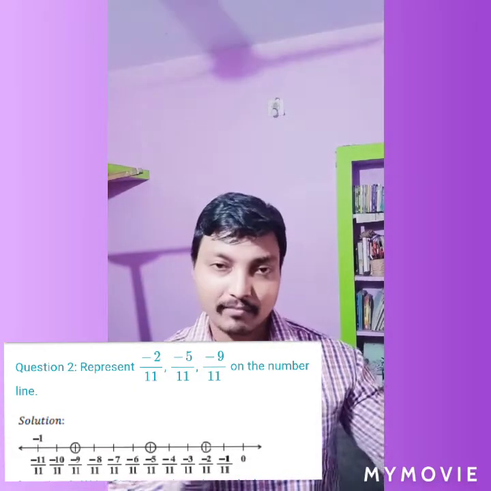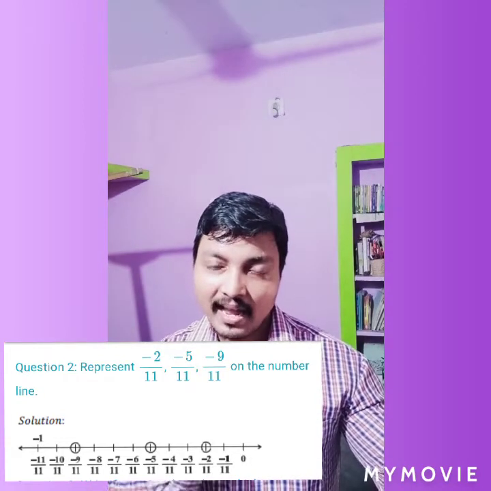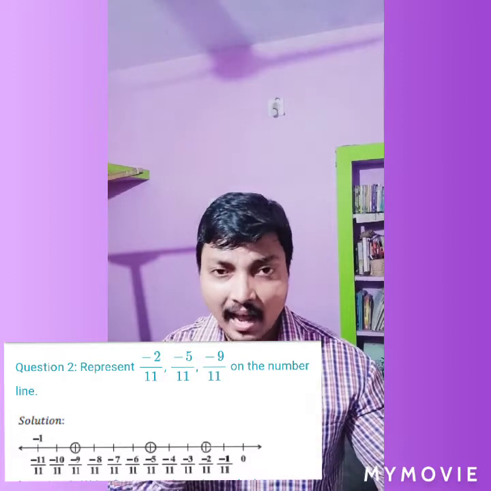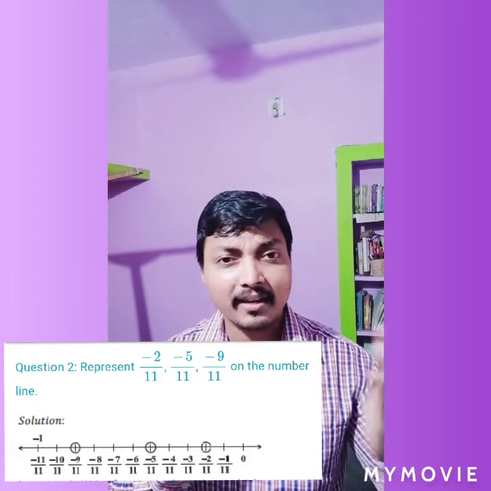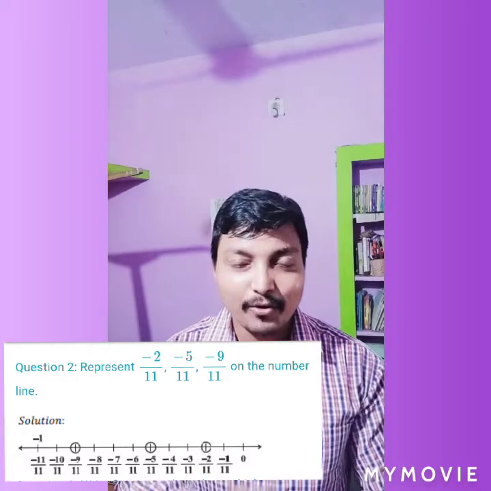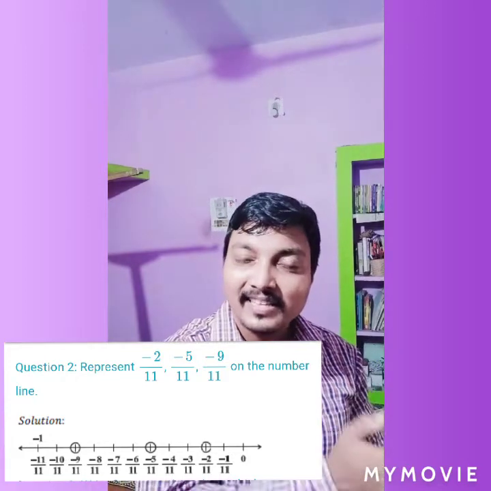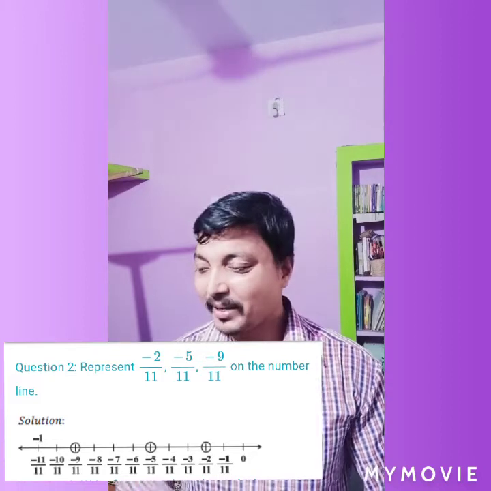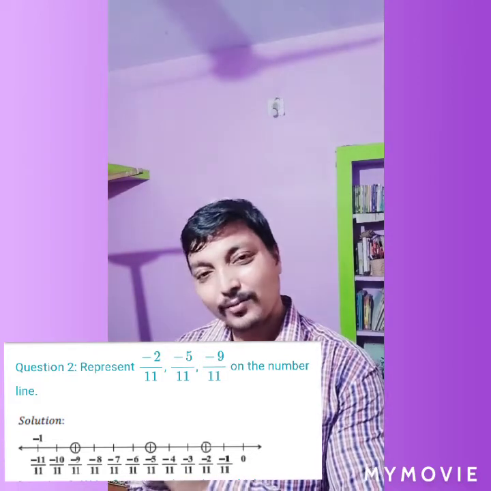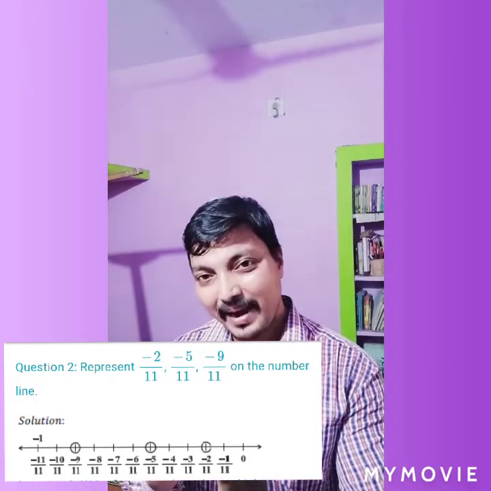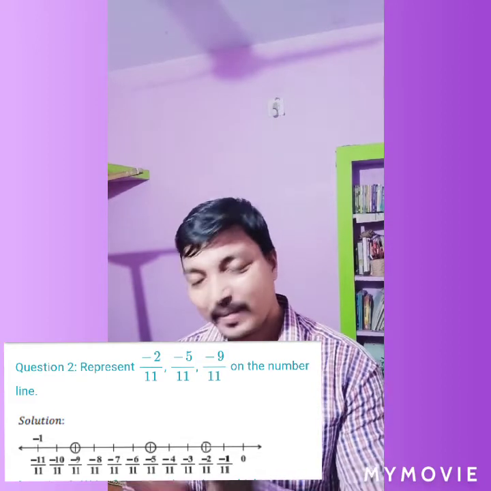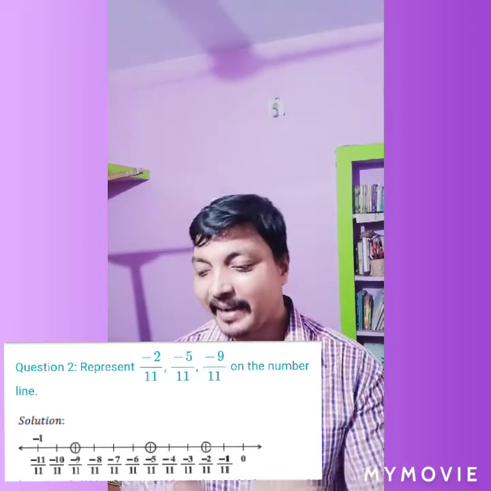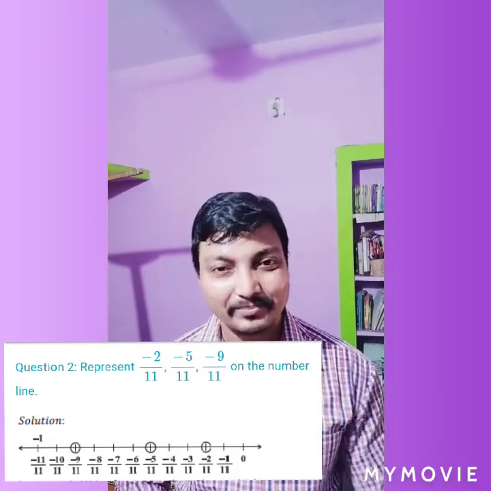So from the negative side, between 0 and minus 1, I have to divide the unit length into 11 equal parts. How to make 11 equal parts? By cutting it at 10 places. Whenever I mark it at 10 places, the unit length becomes 11 parts. And out of 11 parts, from 0 towards the left side, the second mark is our minus 2 by 11, the fifth mark is our minus 5 by 11, and the ninth mark is our minus 9 by 11. Easy, I feel.